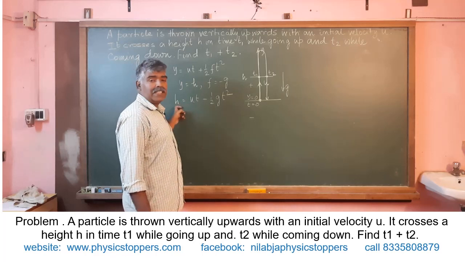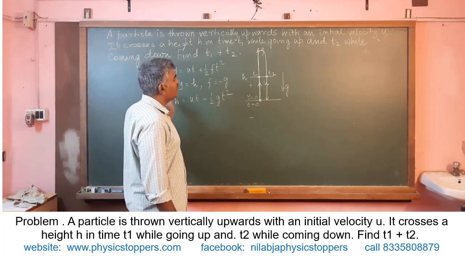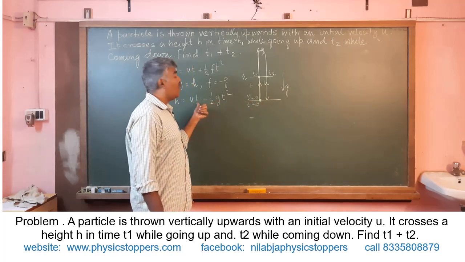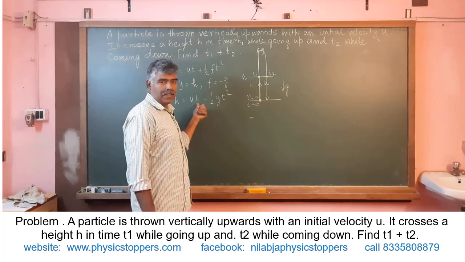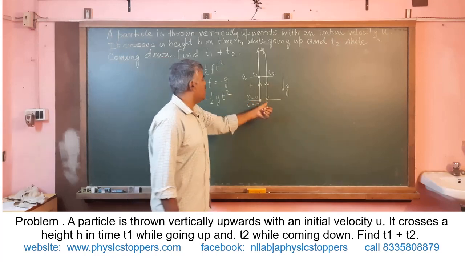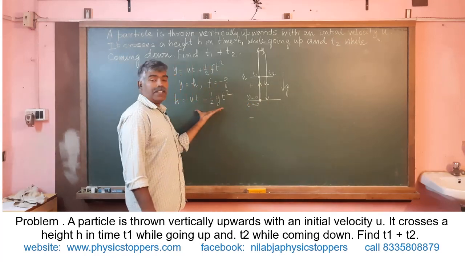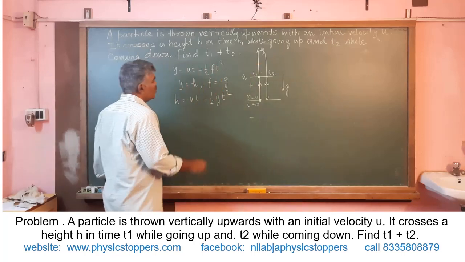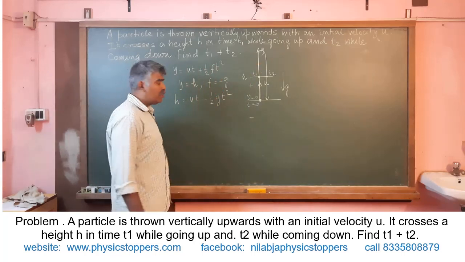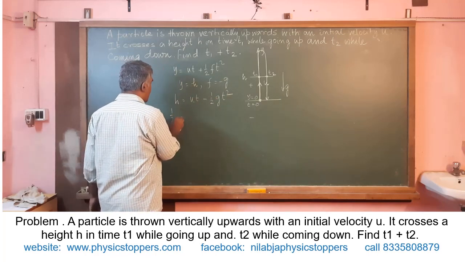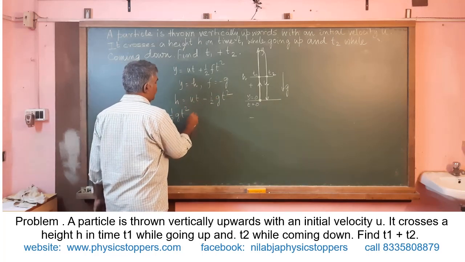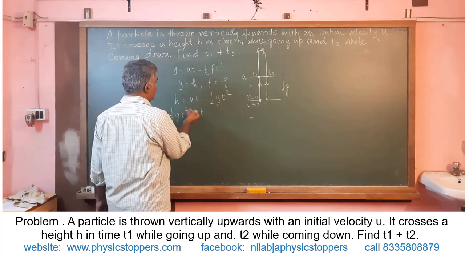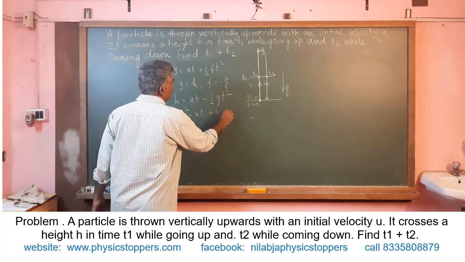If h is 0, you automatically get one root as t equal to 0, that's the starting point, and the other root is tf. Anyway, this is the equation, and we need to find t1 plus t2. So apply the theory of quadratic equations: half g t square minus ut plus h equals 0.